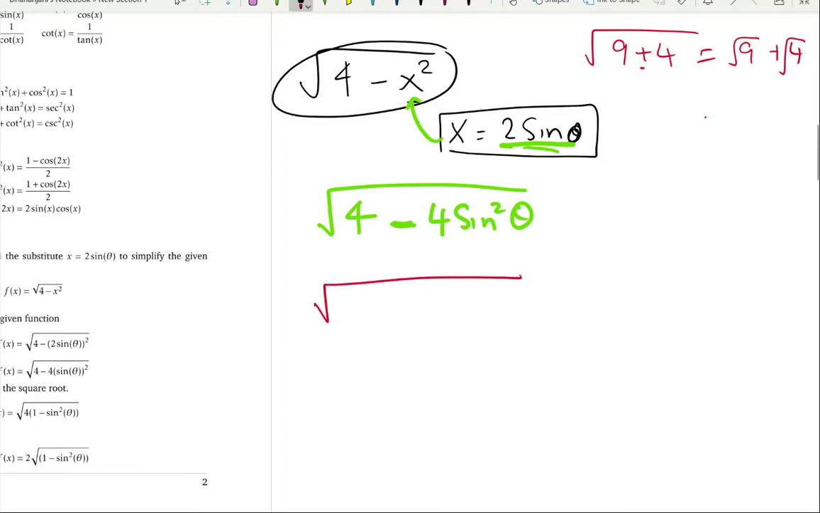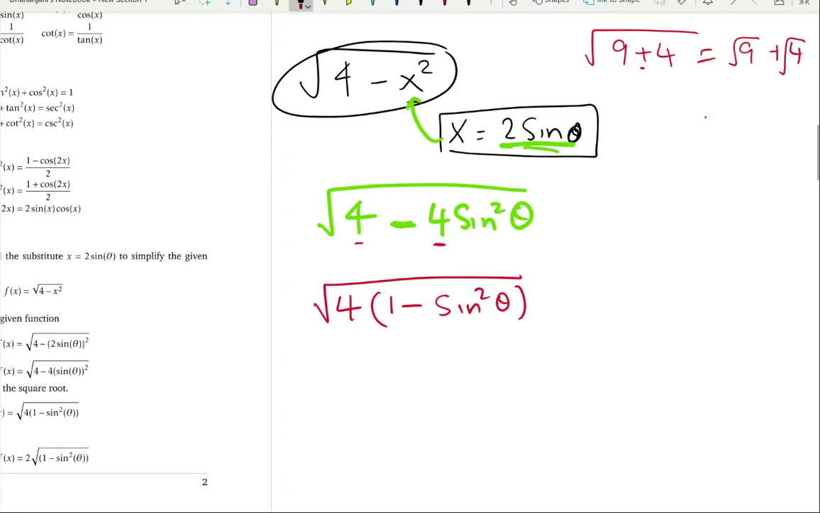Let's see what we can do. Well, if you look carefully, we have a common number 4. So let's factor 4 out within the square root. If I take 4 out, I get 1 minus sine square theta. So this is what I get, right? I just pull out 4 inside the square root. Do not even touch the square root, okay? Do that at the very end.